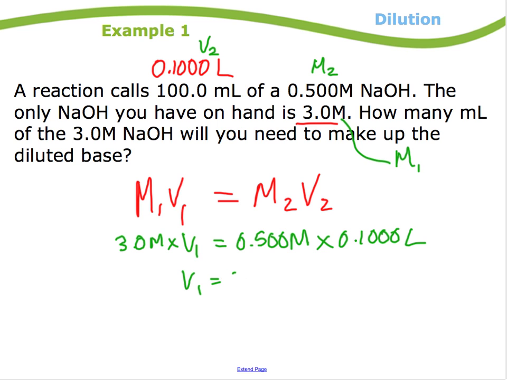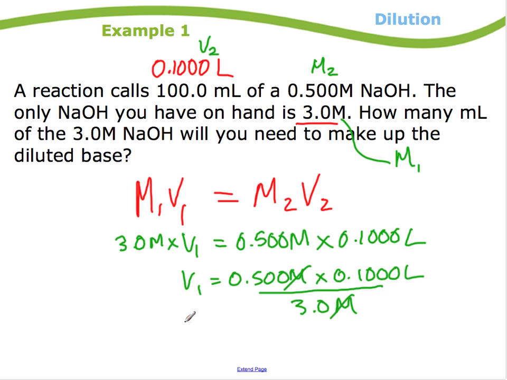So V1 is equal to 0.500 molar times 0.1000 liters divided by 3.0 molar. Notice that the molar and molar will cancel out, so my final volume will be in liters. Okay, so off to the calculator. I'm going to go 0.5 times 0.1000 divided by 3 equals. And I come up with 0.01 and then repeating 6. So I'll just put a bunch of 6's here.